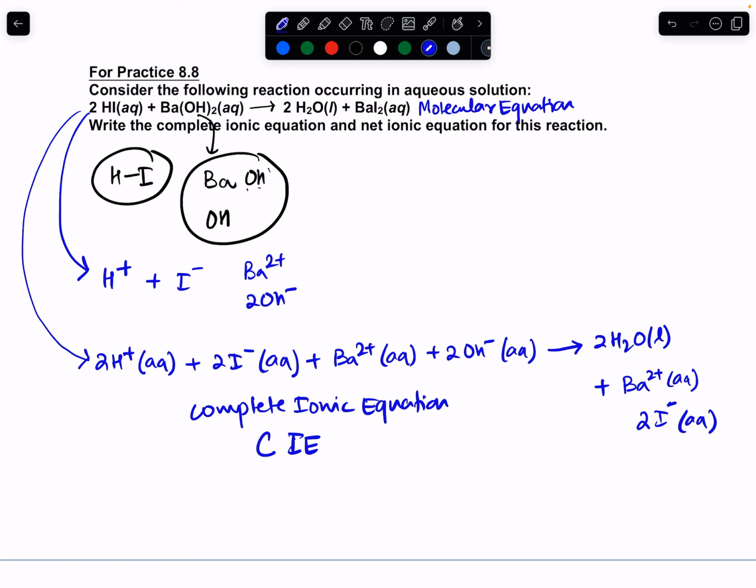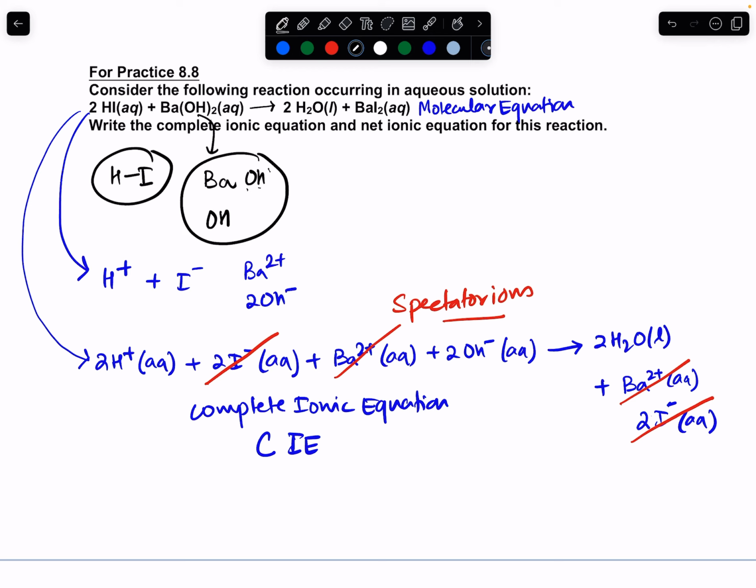Okay, so let's go ahead and do that. So 2I minus cancels out. Ba2 plus also appears on both sides in an identical fashion, so those two get canceled out, and nothing else shows up that can be canceled out. It turns out the ions that we canceled out, we actually have a special name for them. These are called spectator ions, and the reason for that is because they kind of hang out and do nothing in the reaction. They do have a role, but for the purposes of writing a net ionic equation, we cancel them out because they're not playing a role.